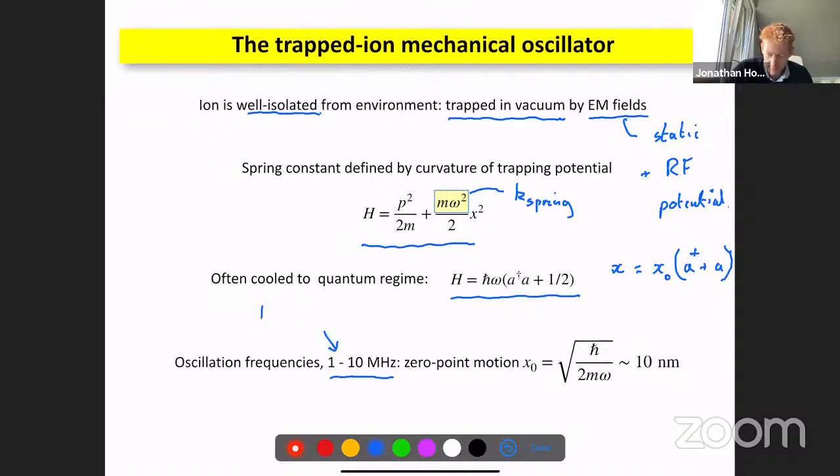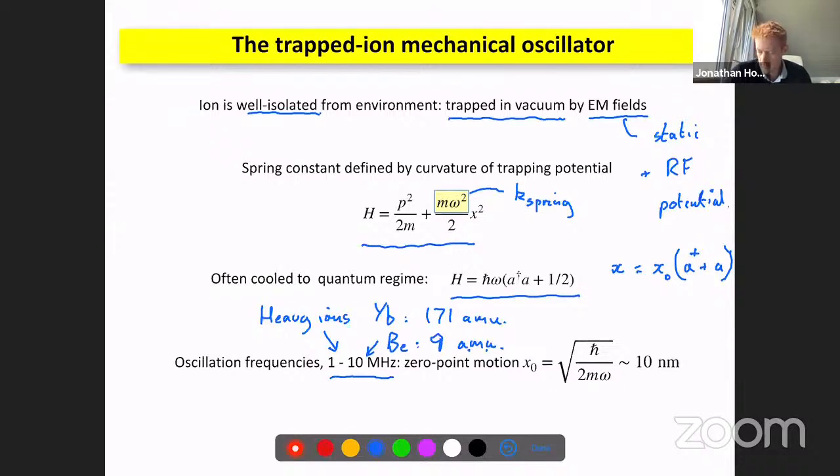So what you will find is that for heavy ions, and many people are using, say, ytterbium, right, which has 171 atomic mass units, you'll find that you have around a 1 megahertz trap frequency. And then the lightest ions that we have are beryllium, which have about 9 atomic mass units. And you will typically find that these are the ions that have the higher secular frequencies, right? So we can calculate from that, because what we have here is only the mass of the ion and the frequency of the ion, what is the size of the zero-point motion?